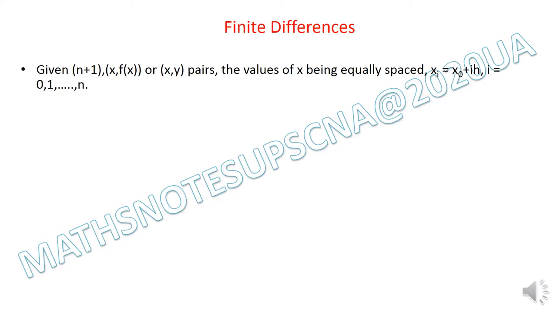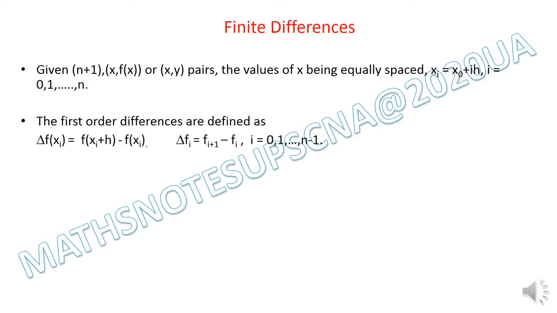Now we see first order differences, how we can write them. Delta f(x_i), where delta is the forward delta, is f(x_i plus h) minus f(x_i), and in short form we can write delta f_i is equal to f_(i plus 1) minus f_i. i may take values 0, 1, 2 up to n minus 1.